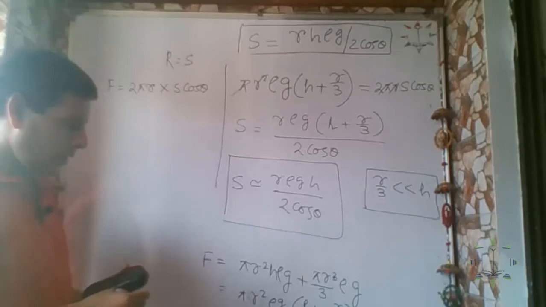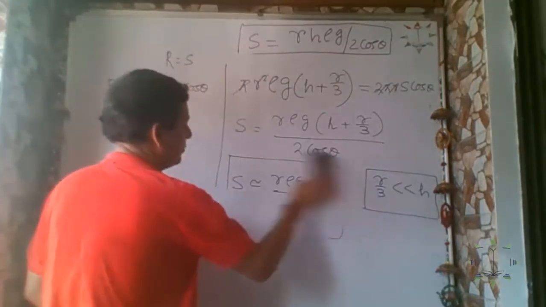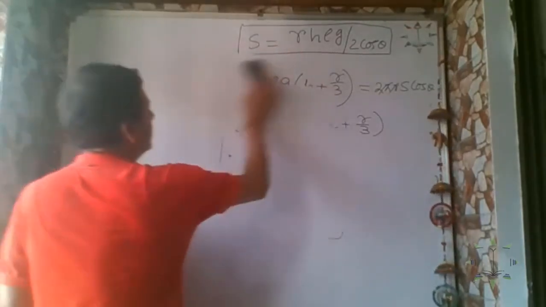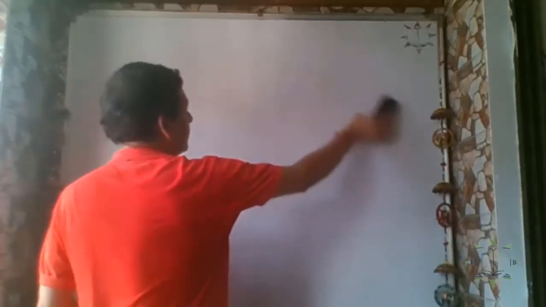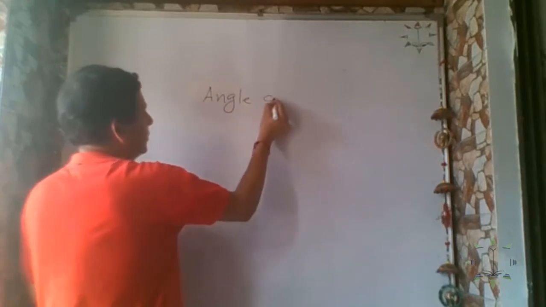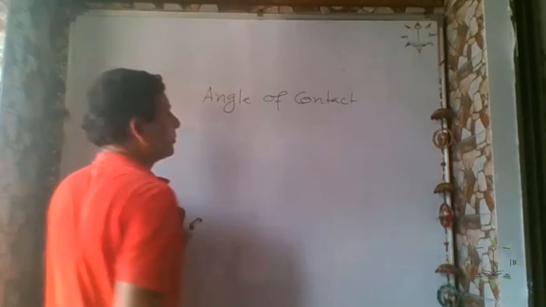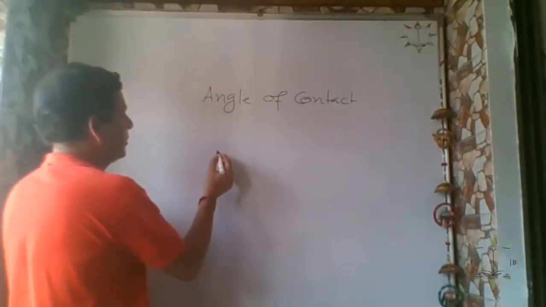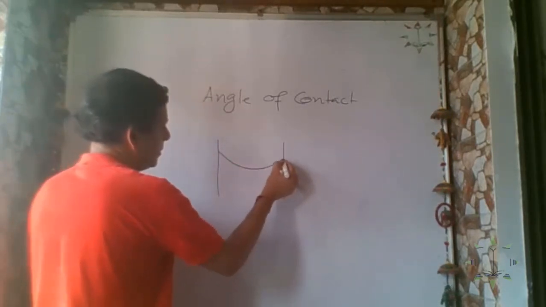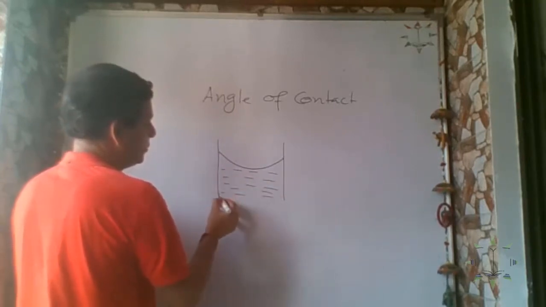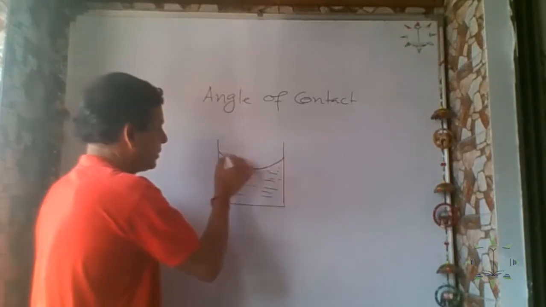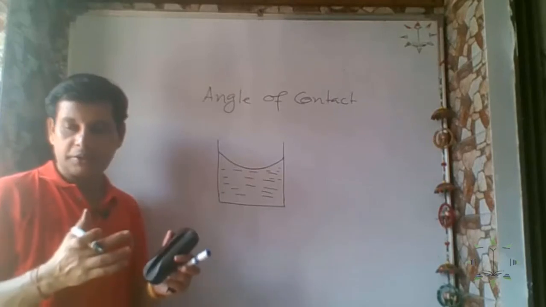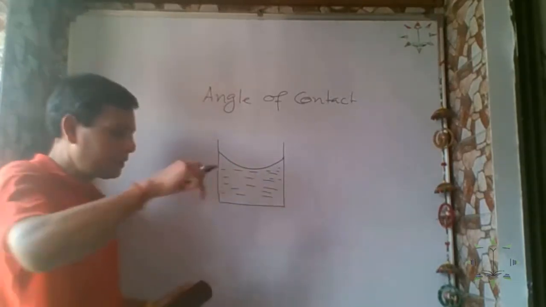So the next topic is angle of contact. See, if you take a liquid inside a tube, the angle made, see here, this is the point of contact. In 2 dimensions, I can only show you 2 points of contact, but actually in 3 dimensions, in a tube, inside the liquid, there are many points of contact in the circumference.